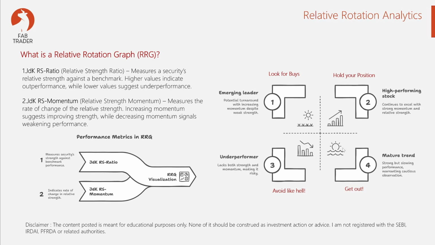And then in this quadrant, you're clearly seeing weakness. The momentum has dropped. It still holds some strength, but the momentum is completely lost. This is called the mature trend. And you typically look for ways to get out of your holdings at this point in time.